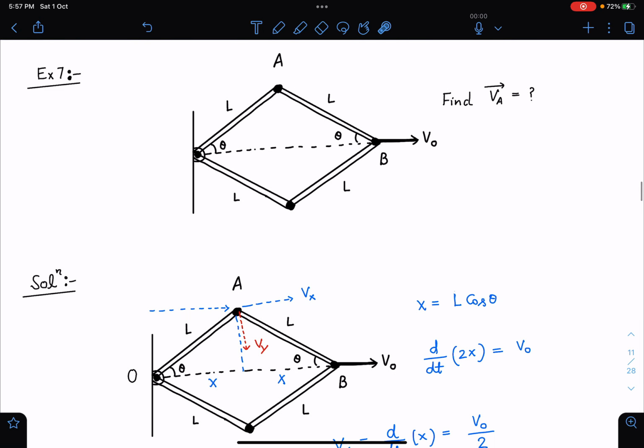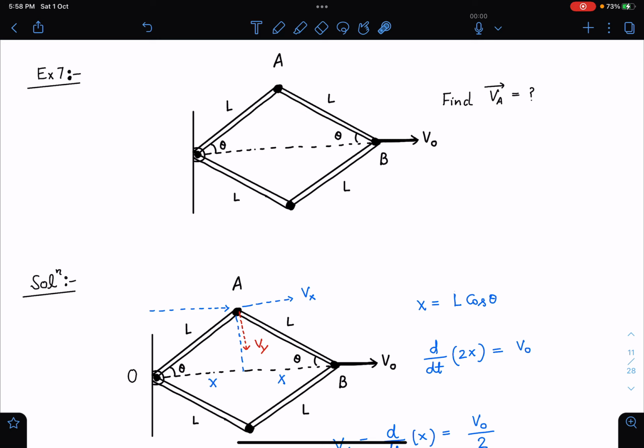Now this is a question here. If you see this part clearly, there are hinge rods, 4 hinge rods are given, and this velocity is given as v naught. We have to find out the velocity of point A. Now point A will be moving this side and this will come down also, so its velocity will be somewhere in this direction. We can't say along the rod, but somewhere in that direction.